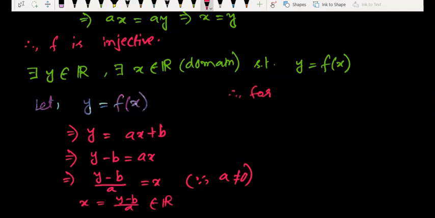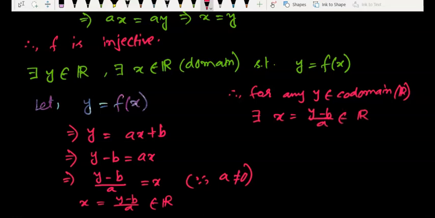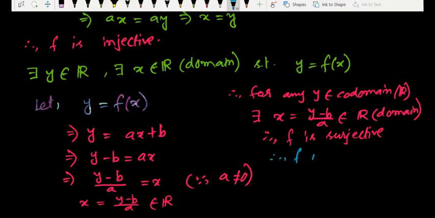Therefore for any y belongs to codomain, this codomain is R, there exists x equal to (y minus b) by a belongs to R. This belongs to R and R is domain. So for some y belongs to codomain, we have x equal to (y minus b) by a in the domain. So therefore each y has a pre-image in the domain. So we get this function f is surjective. Hence we can tell that f is bijective. Therefore f is a bijective function. So this is the mathematical proof.